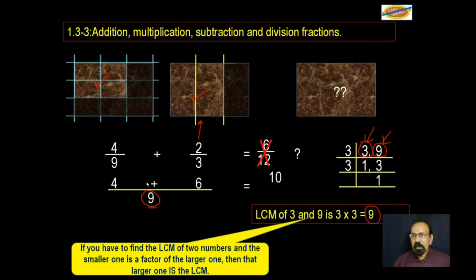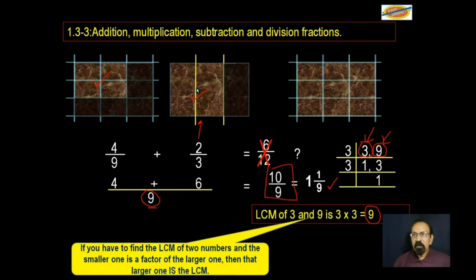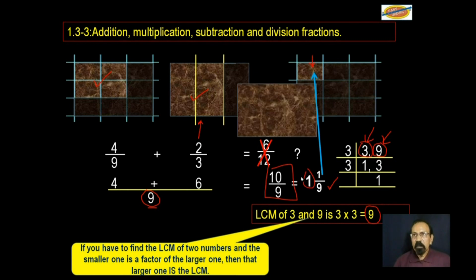So we add 10 and 9, and we reduce this because it is an improper fraction. And we get 9 into 10, 1, remaining 1 over 9. And that is our answer if we were to add these two pieces of tile. So in effect, the amount of tile is 1/9, plus a complete tile, this one here. So if you add 4/9 and 2/3 of the identical tile, you will get 1 and 1/9 equivalent.